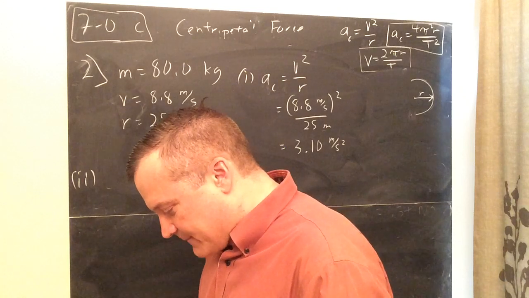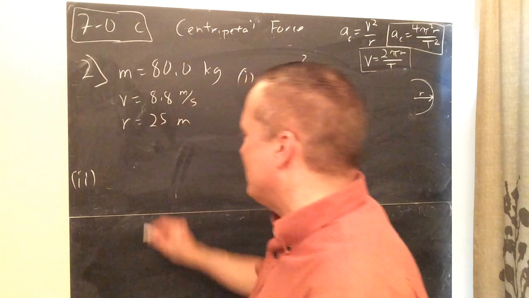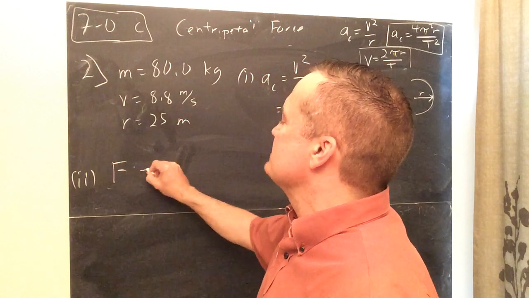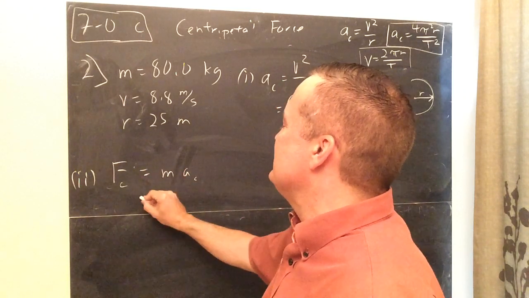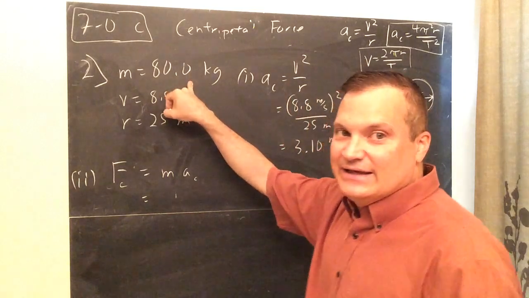Okay, number 2 says, what force is being applied to the runner as he rounds a bend? Oh, that's also easy. F equals ma. But Fc is mac, M-A-C. So he is 80 kilograms.